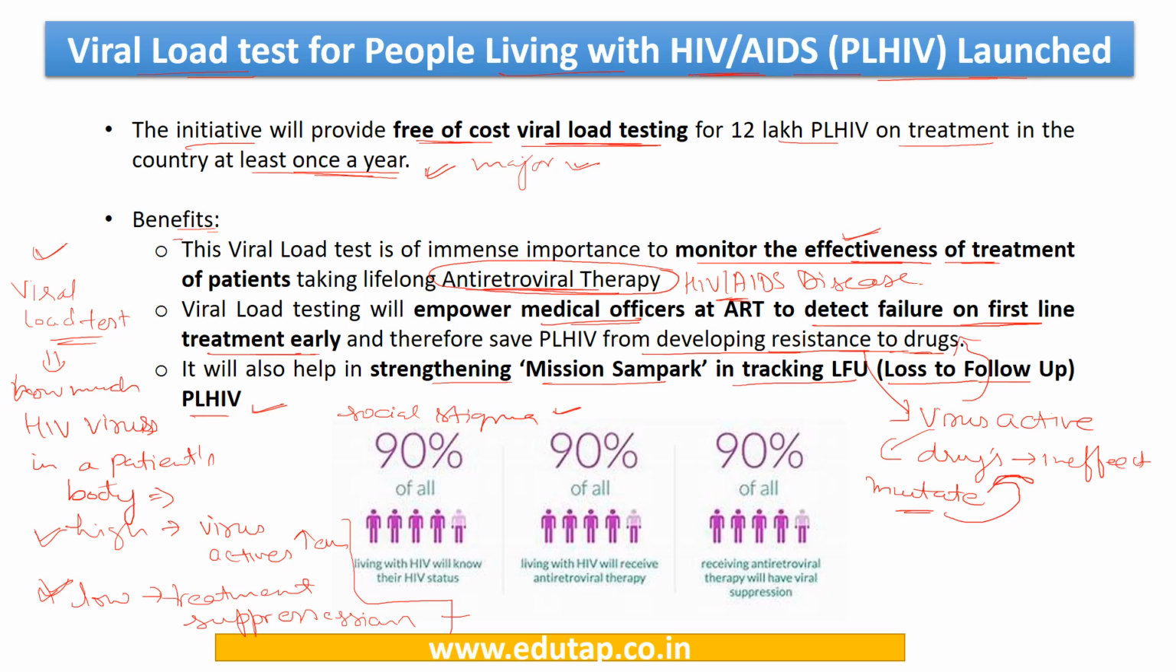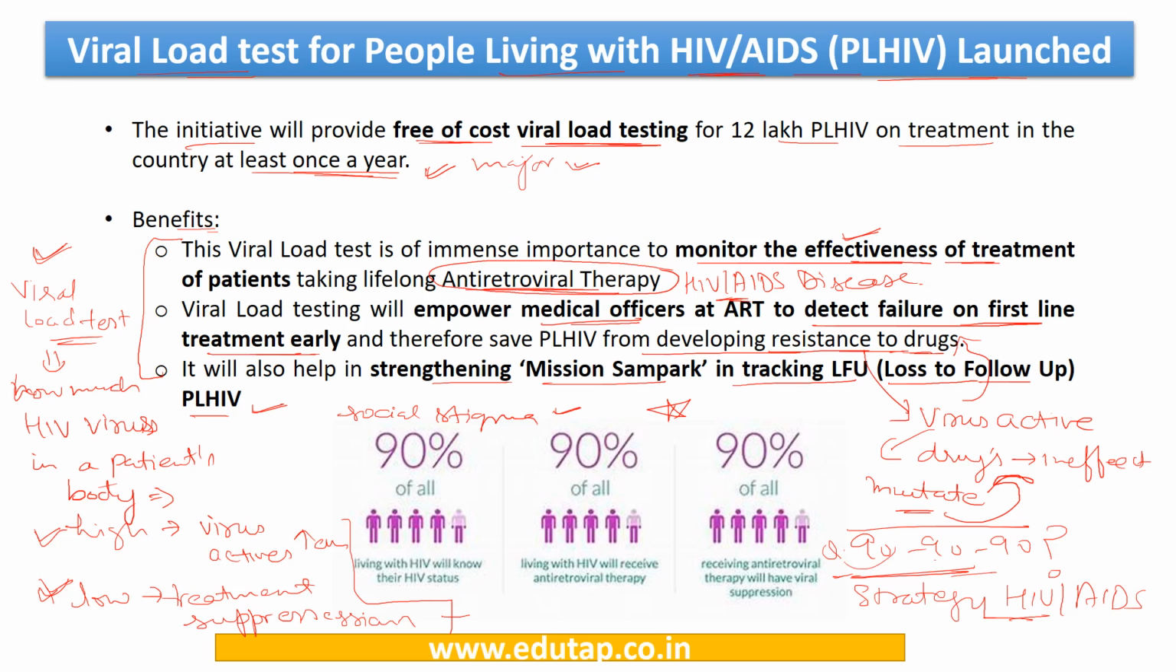So these are the main benefits of the scheme, and what a viral load test means, and how it is associated with the disease of HIV/AIDS. Next, another important thing from the exam point of view is 90-90-90. Sometimes it is asked what is meant by 90-90-90. So this is a strategy to tackle HIV/AIDS or to control the spread of HIV/AIDS.